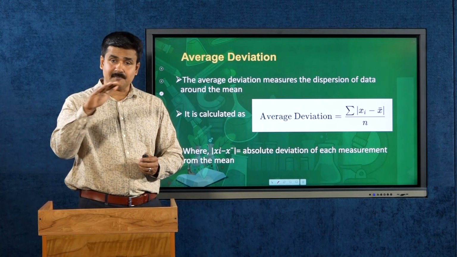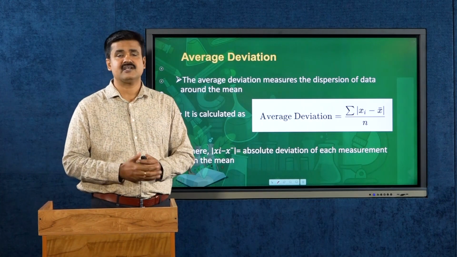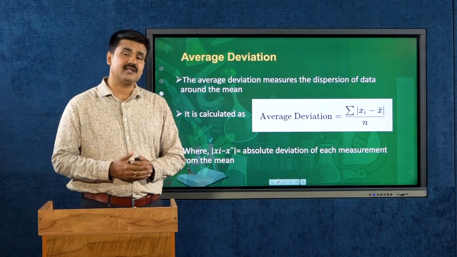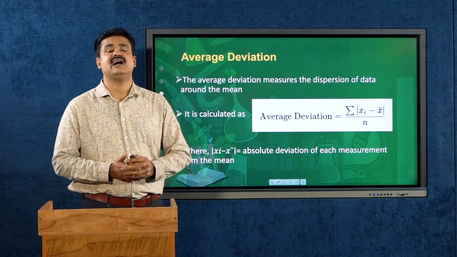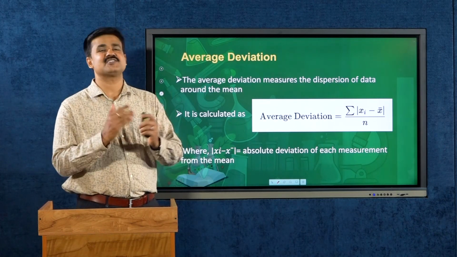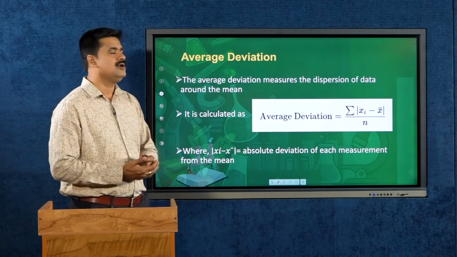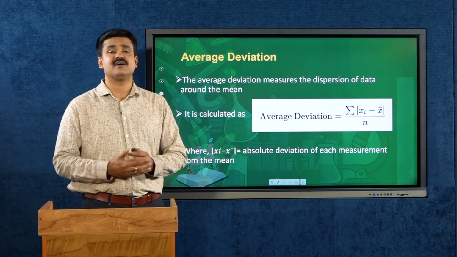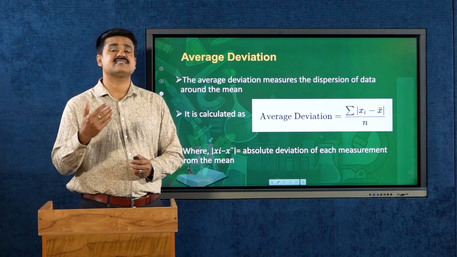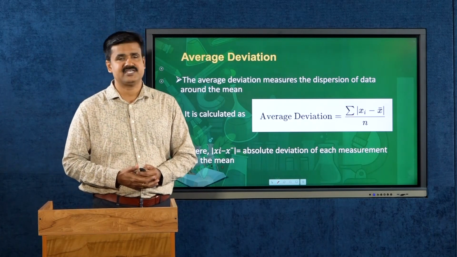You have to sum these absolute deviations and divide by the total number of measurements to get the average deviation. That is, the expression for average deviation is sigma modulus of xi minus x bar divided by n, where n is nothing but the total number of measurements.